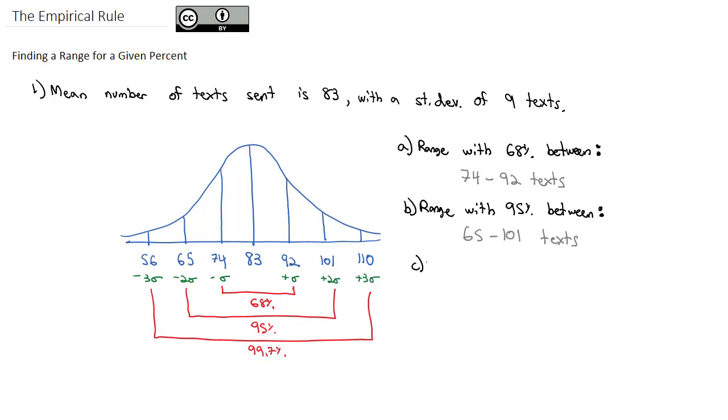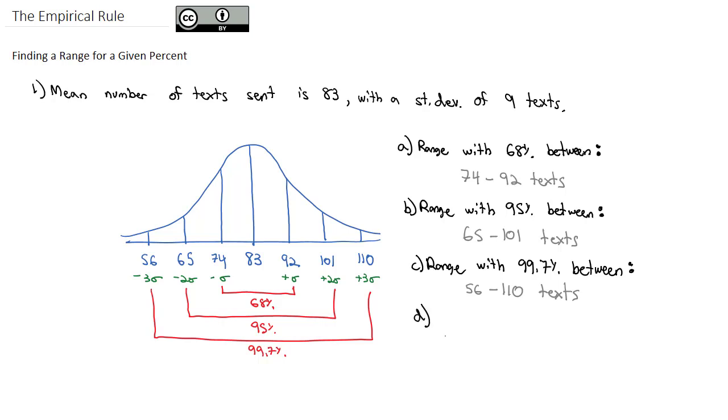What if I asked for the range with 99.7% between them? Well, 99.7% from the empirical rule is 3 standard deviations from the mean. So that means days where 56 to 110 text messages were sent represents 99.7% of days for this person's texting habits.